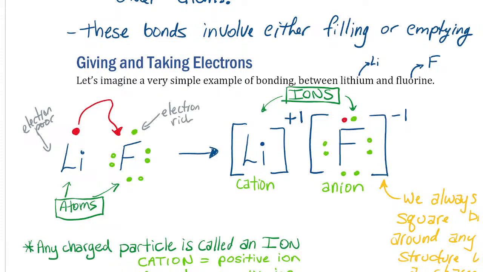And for that reason, the one that's electron poor is very close to having an empty shell, so it can just give away its one electron. And the one that is electron rich is very close to having a full shell. It can receive it. And when that happens, now they can both be stable. The lithium is stable because it has an empty shell, and the fluorine is stable because it now has a full shell. But in both cases, because lithium lost an electron, and electrons are negative, it now has a positive charge. And because fluorine gained an electron, and electrons are negative, fluorine now has a negative charge.